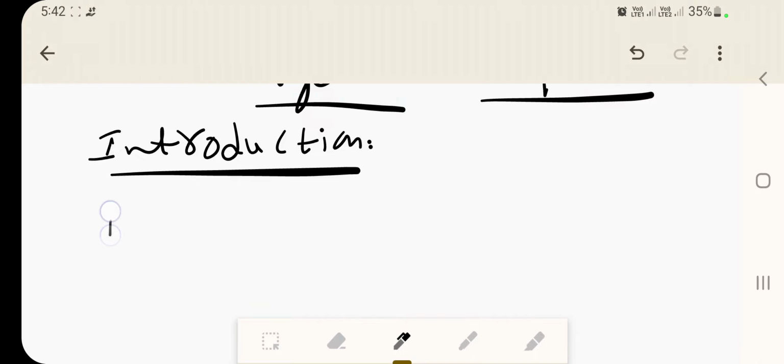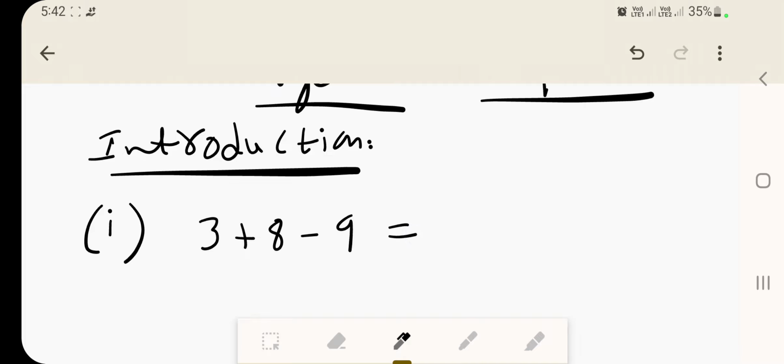So consider some example expressions. Here we have 3 plus 8 minus 9. This expression consists of only constant terms. If we solve this, we get 11 minus 9 equal to 2. That is different here. We are not going to solve this expression. What is important here is that 3, 8, 9 are all constants.